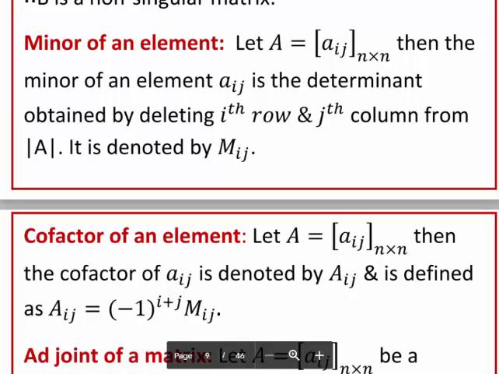In the previous lecture, we took various types of matrices. We also went through the definition of what is adjoint, what is cofactor matrix, what is minor of element. But again, we will go through the minor of element a little bit.